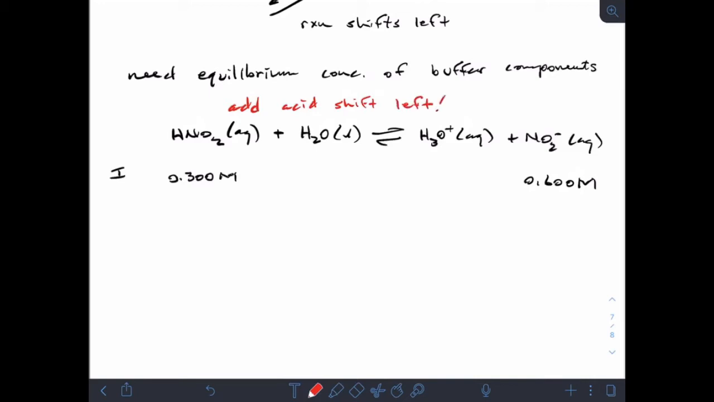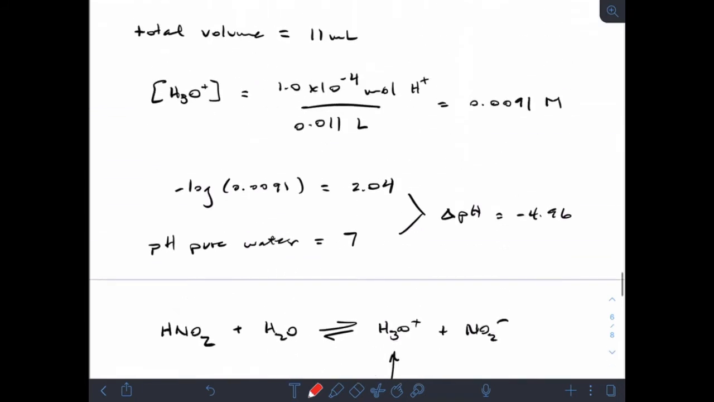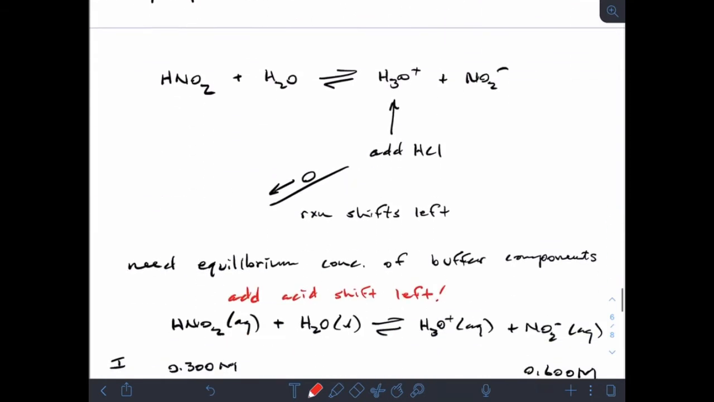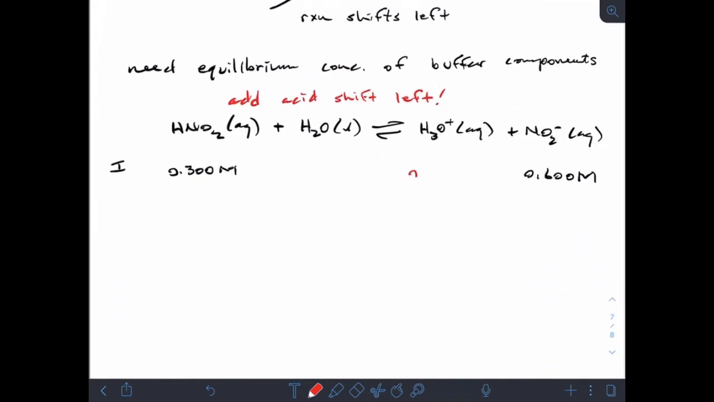Right, so because that's going to affect the components of the ice table. We figured out what the H3O plus concentration was in the previous example, which was 0.0091 molar. That doesn't change. I still have 1 times 10 to the minus 4 moles of H plus from the HCl. My total volume is still 11 milliliters because I'm putting 1 mL in 10 mL of buffer. So my H3O plus that I'm starting with here is the same as in the previous problem.